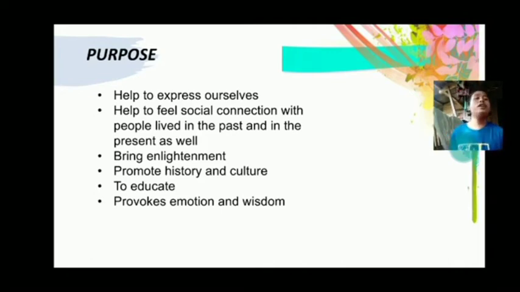Then, next, it helps to feel the social connection with people who lived in the past and in the present as well. Of course, it is proven that we can make social connections personally in the present, but how about in the past? Just by reading history books coming from the humanities, you can now interact with the happenings in the past. So, hero sacrifices, cultures, and other historical events.